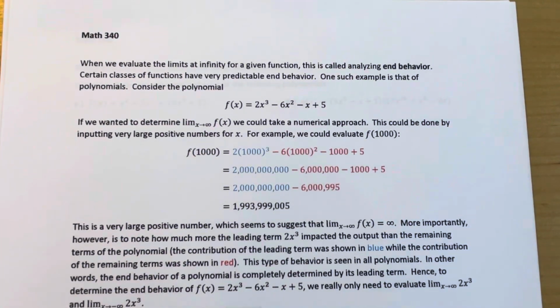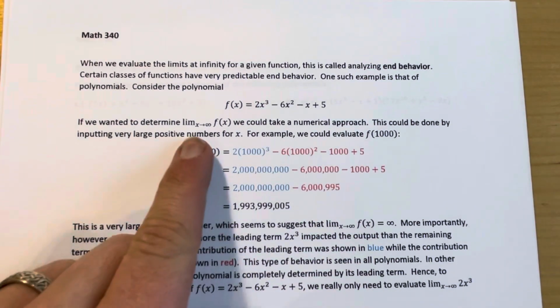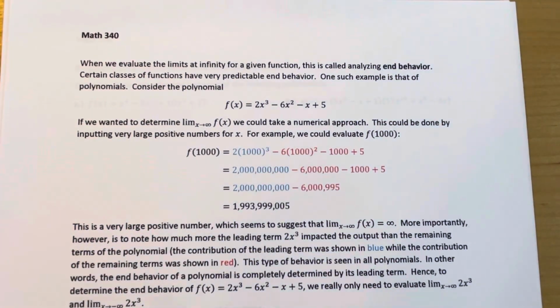And I'm not going to use a graph. I'm going to take a numerical approach this time. So I want to plug in numbers that are approaching infinity. And literally what that means, because you can't actually approach infinity if it's not a number, but when we say approach infinity, what we mean is plug in larger and larger and larger positive numbers and watch what happens to f of x.